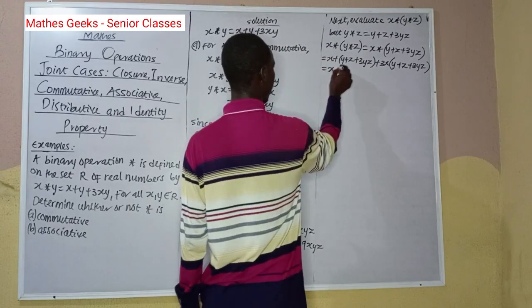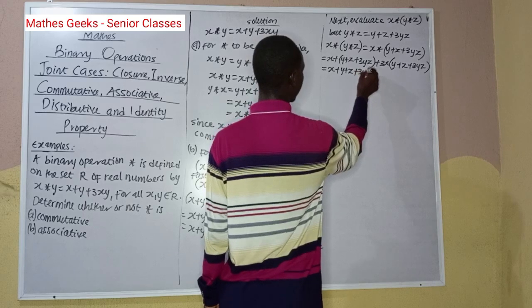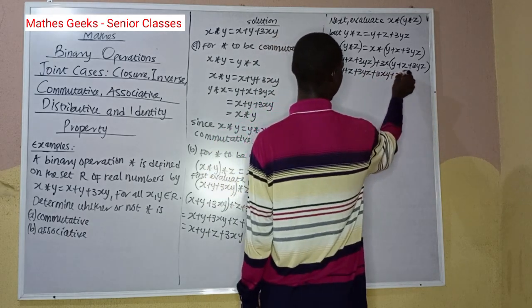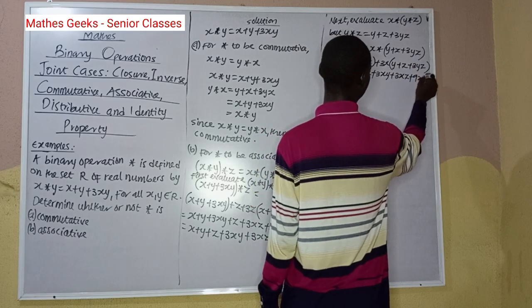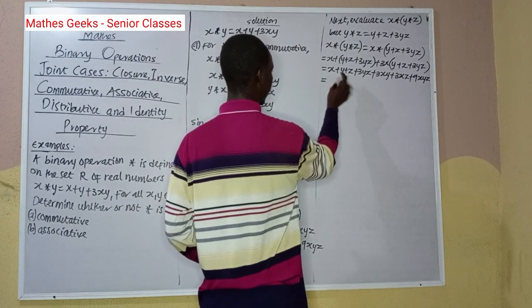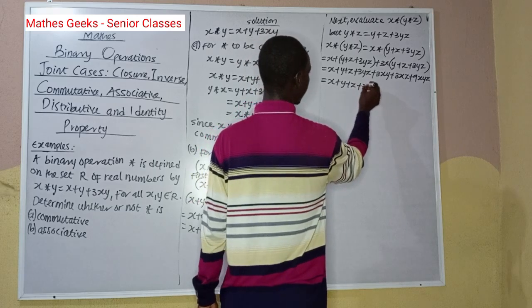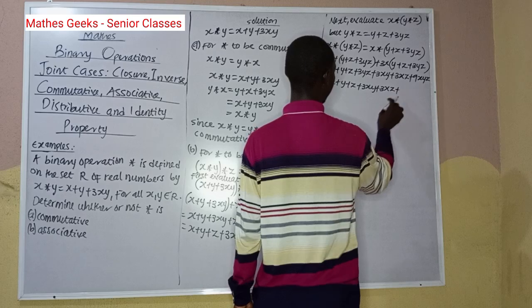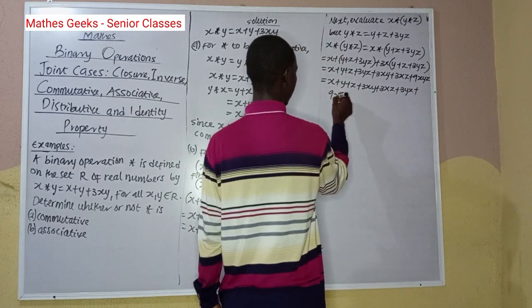So let's open our bracket. x plus y plus z plus 3yz plus 3xy plus 3xz plus 9xyz. Now x plus y plus z plus 3xy plus 3xz plus 3yz plus 9xyz.